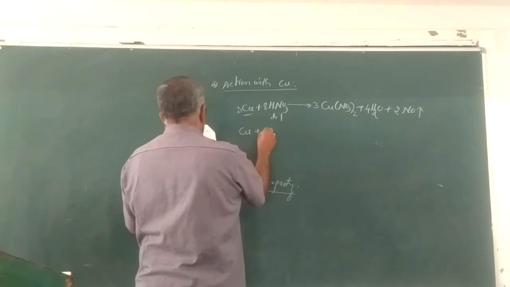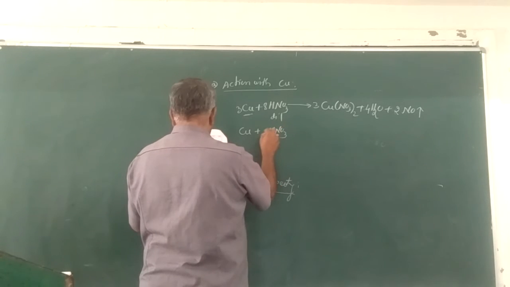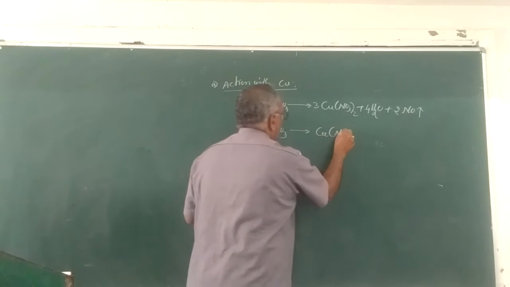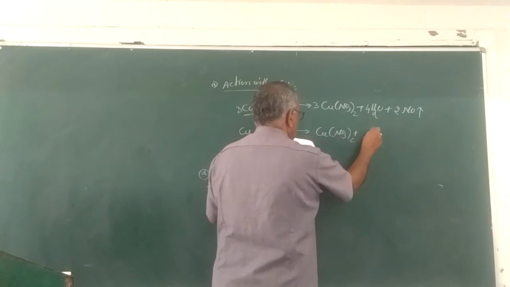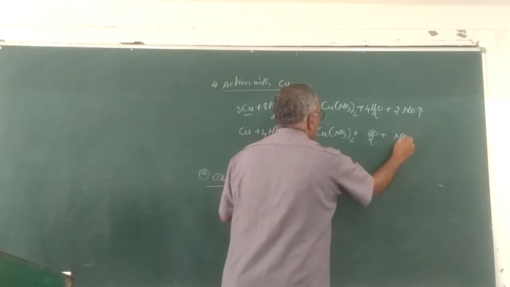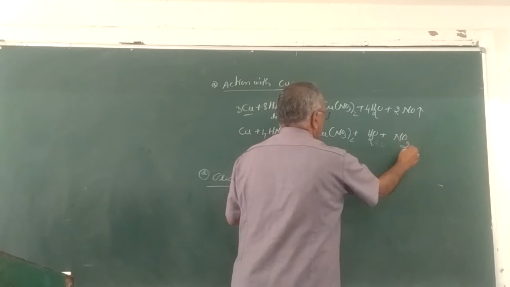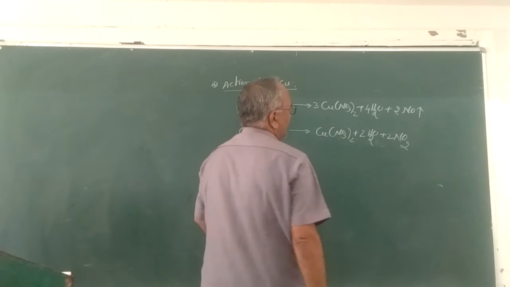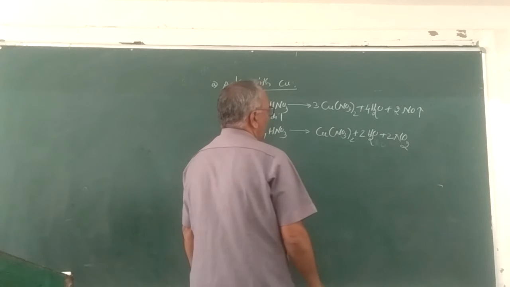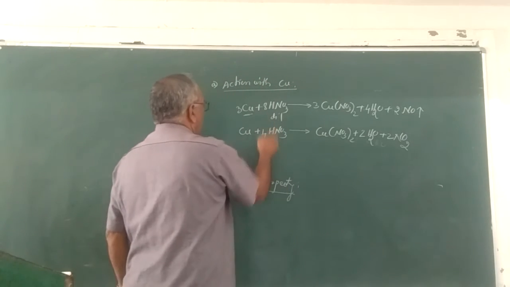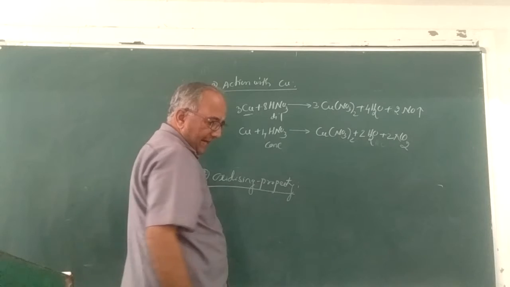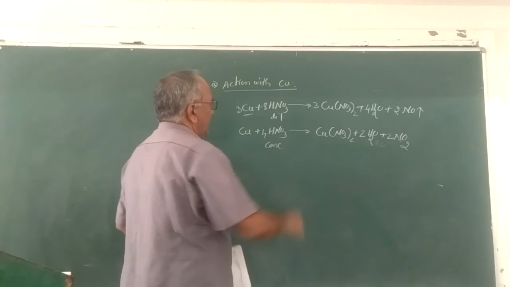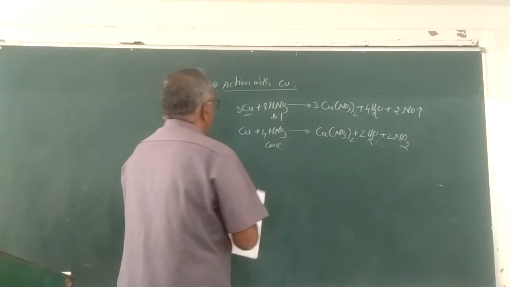Similarly, when copper is treated with concentrated nitric acid, it forms copper nitrate, then water, along with liberation of reddish brown nitrogen dioxide gas. So therefore, both dilute and concentrated nitric acid will oxidize the copper into its salts.